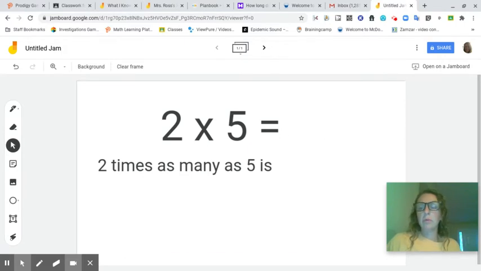All right, the way we're going to think about this week is like I have written here. 2 times as many as 5 is blank. So when you get to the equal sign, we're going to say is. Okay, so try that with me. 2 times as many as 5 is 10. Oops. Okay, let's try another one.